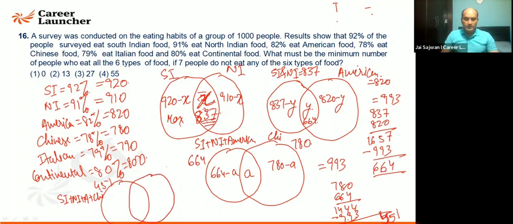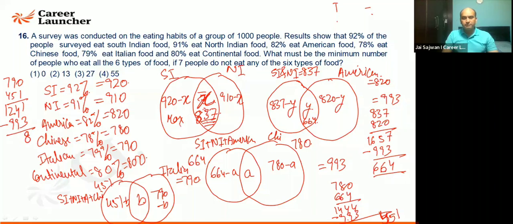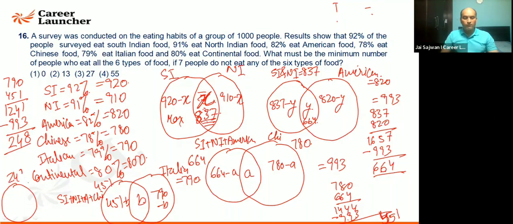You got Italian as well. How many people are liking Italian? 790. So I'll say again, B is common between them. You will say 451 minus B. This is 790 minus B. So my dear, you will again sum up this 790 plus 451. It is 14, this is 1241 minus 993. 9 plus 4 is 13. And this is 248, the value which is coming out common there. So now people who are going to like all of them, including Italian food, it is 248.